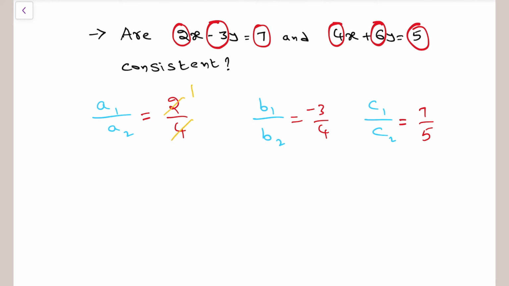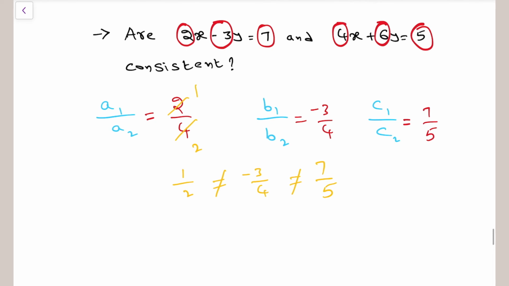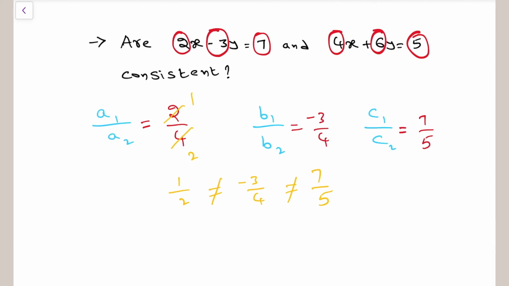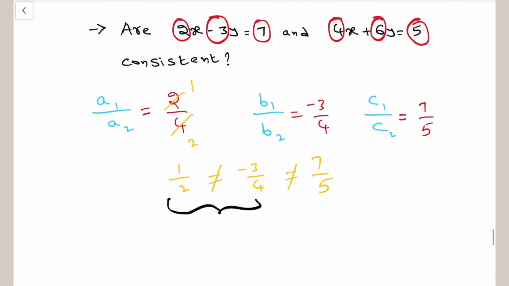Two 1s are 2, two 2s are 4. Okay, now 1 by 2. Second number is minus 3 by 6, which is minus 1 by 2, and third number is 7 by 5. 1 by 2 is not equal to minus 1 by 2, which is also not equal to 7 by 5. So look at a1 by a2 and b1 by b2. If a1 by a2 is not equal to b1 by b2, then those are intersecting lines. Intersecting lines means those are a consistent pair.